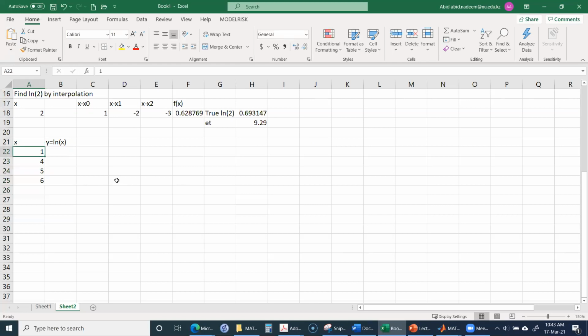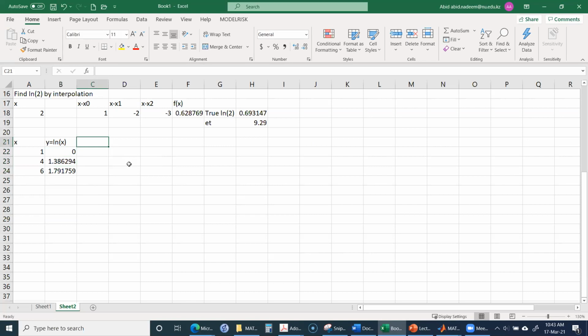Okay, let's do the third order Lagrange. I think it will be a little bit lengthy. Let's do it for the second order only. Maybe we don't have enough time. So let's do it for the second. So we take only 3 points, 1, 4, 6, and these are the given values.